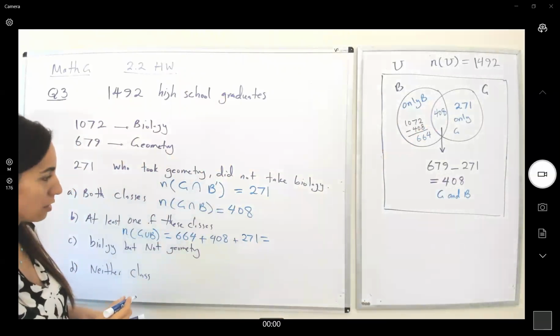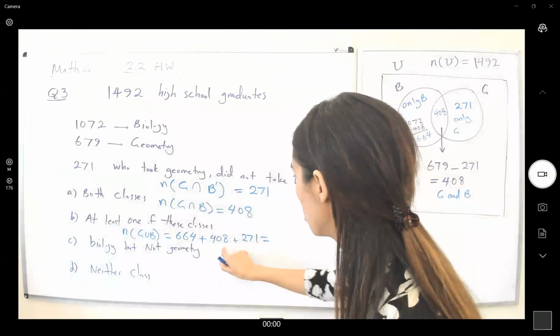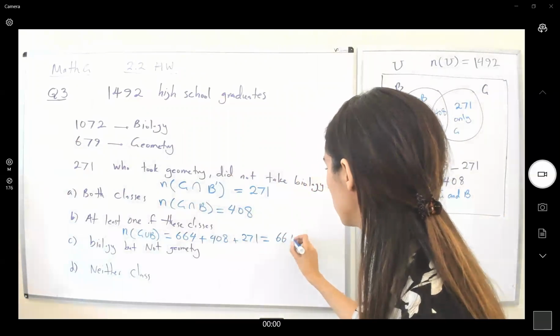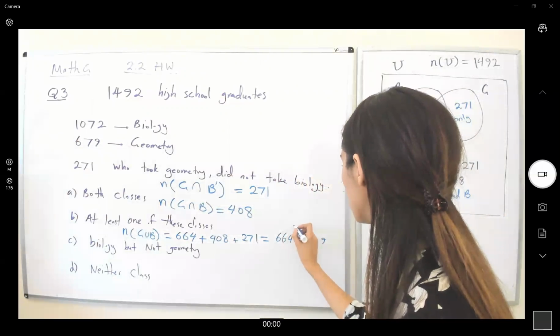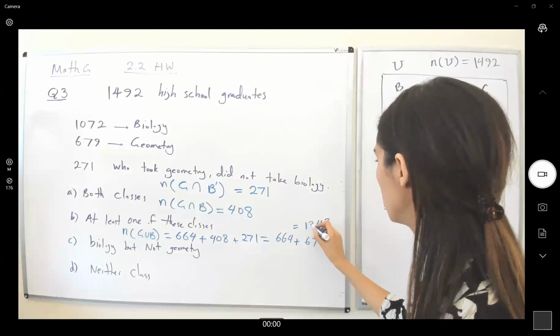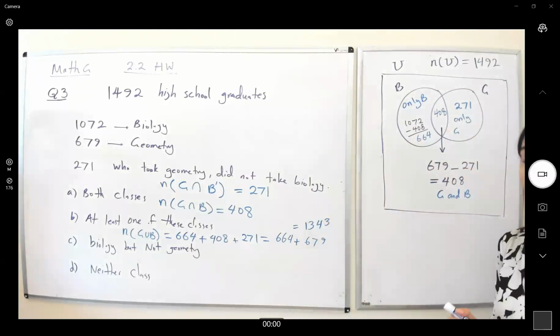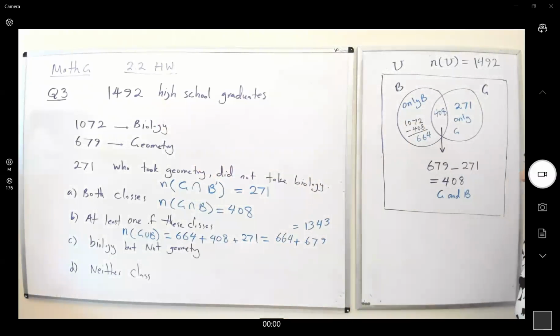Let us add these together. Okay, let me do the calculation here. If we add these two, we get 664 plus 408... Let us add these two together. You get 1,343. As you can see, this number is different from your cardinality of the universal set. So N of G union B, or N of B union G, is equal to 1,343.